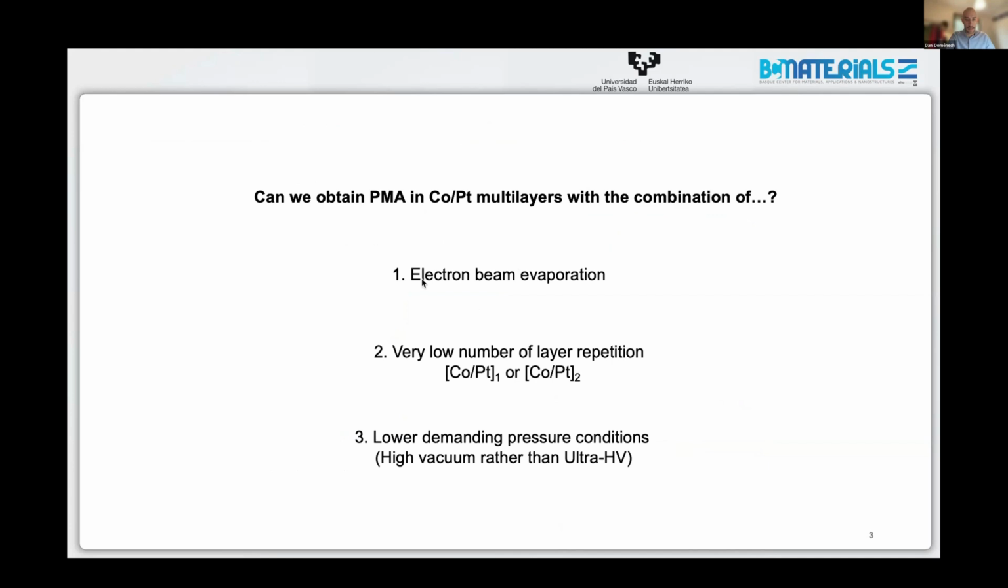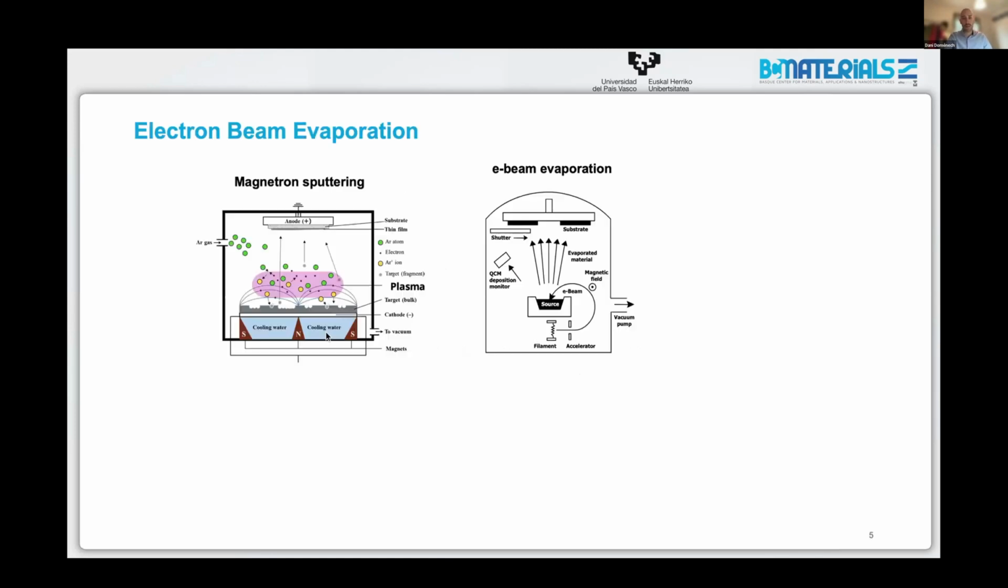That was obtained by using the electron-beam evaporation technique, using a very low number of repetitions of the cobalt platinum stack, and also fabricating those samples under lower demanding pressure conditions. So I will explain very fast why we selected these three conditions, starting with electron-beam evaporation.